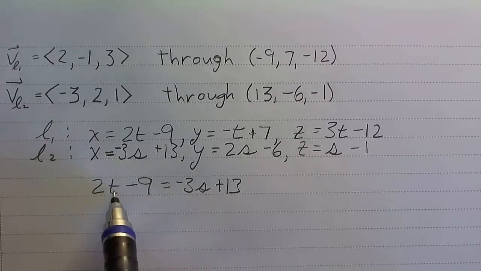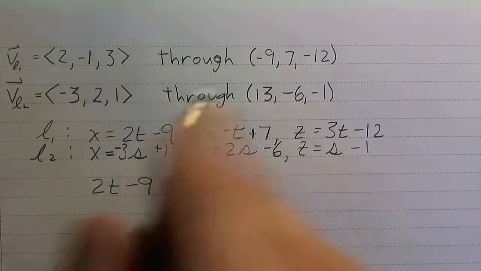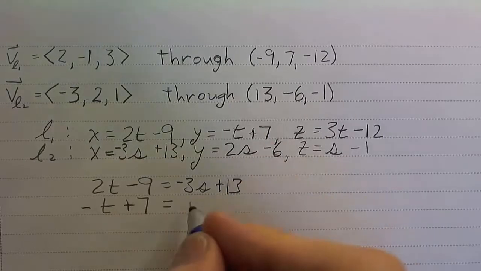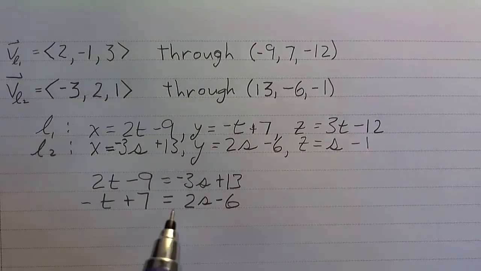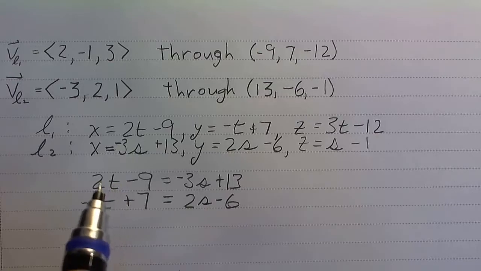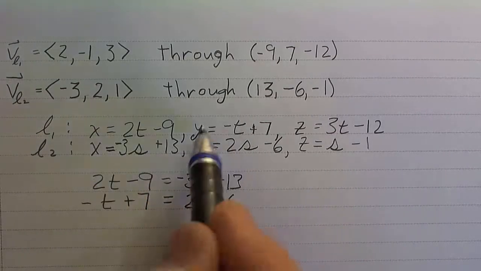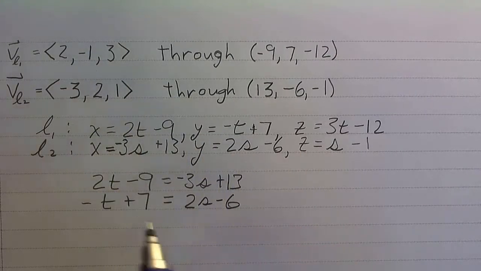Well, I've got two parameters here, right? A t and an s. I need another equation with a t and an s so I can have a system of two variables and two equations. So let's go to the y's. I've got y is equal to negative t plus 7, and I want to find out where that's equal to 2s minus 6. So now we are set up to find a t and an s that will give us, for both lines, the same x values and the same y values. So we'll have two of the three coordinates matching up once we solve for t and s.